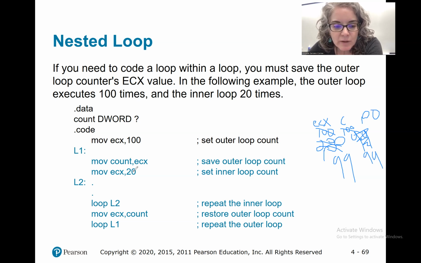And then the 20 gets moved to ECX. So this becomes 20 again. The inner loop gets iterated 20 times. 1, 2, 3, 4, 7, 9, 10, all the way to 20. We get out. Count gets moved to ECX. And we keep going and going and going until outer finishes. Outer has to iterate 100 times.